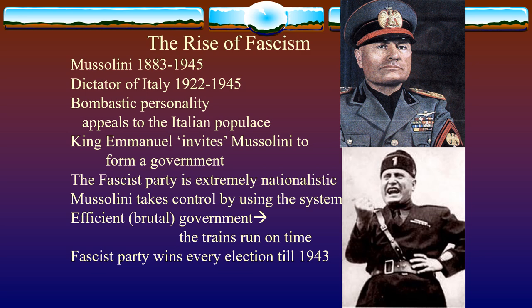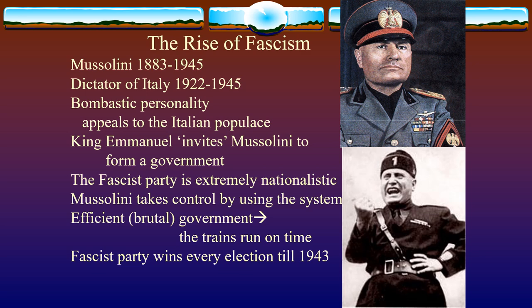And this is called a fasci. And a fasci is a Roman symbol. It's very, very Roman. It's a bundle of sticks with an axe tied up in the middle of it. It's a reference to the Roman democracy. And so you see these Roman symbols everywhere. And Mussolini is capitalizing on this idea of recreating ancient Rome. And the Italian people are okay with that.